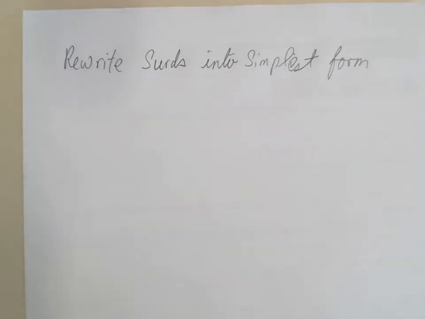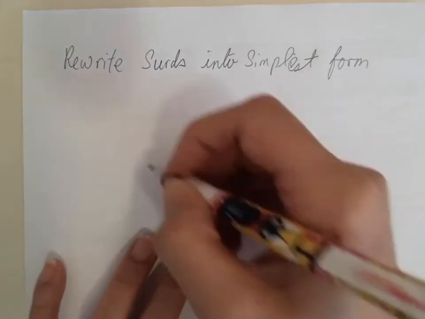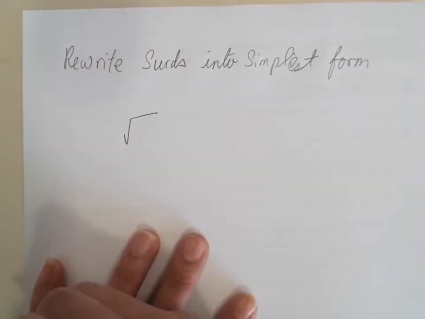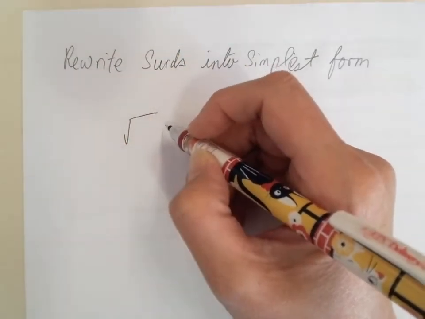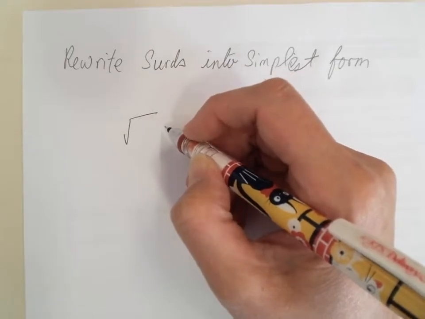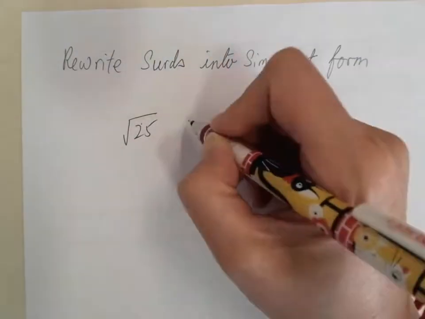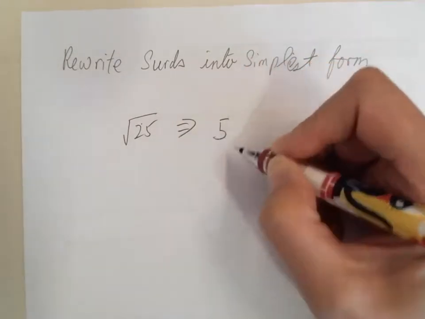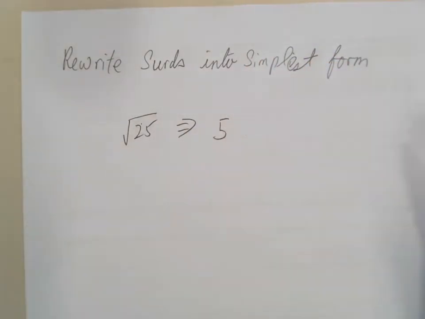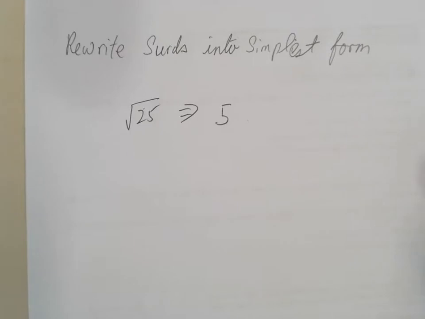Previously, we got to know the rational and irrational numbers. Now we're going to rewrite the surd into simplest form. So we have the surd. Whenever we see a square root, it is a surd. So we have the square root of 25. This is not an irrational number because you get 5. So this is simplified because we have removed the square root. But there are some rules for that.